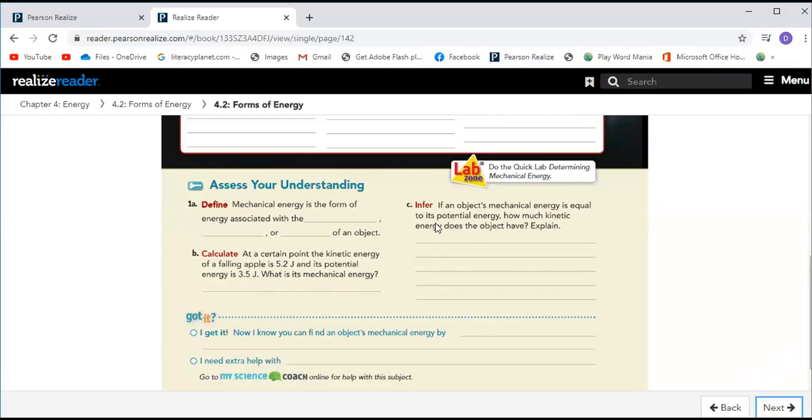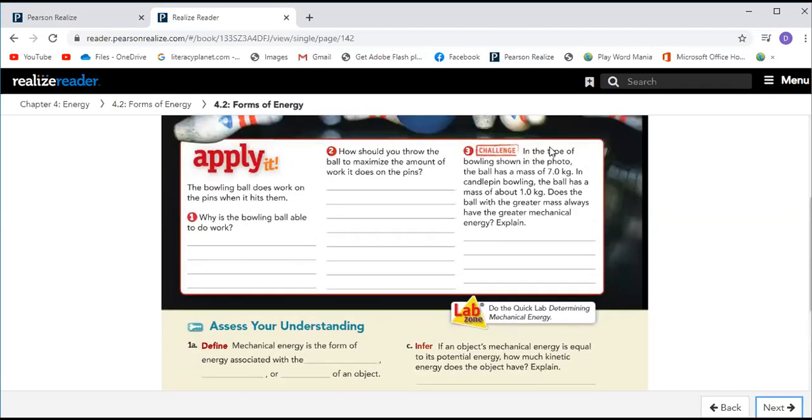If an object's mechanical energy is equal to its potential energy, how much kinetic energy does the object have? This is somewhat similar to the previous question. But in that question, we said that the bowling ball is moving, so it has mechanical energy equal to the sum of potential energy and kinetic energy. Especially, we are talking here about kinetic energy, which is half mass times speed to the power 2. So if the mass is greater, this is not my only parameter. I have another factor, which is the speed. If it is faster, the small ball has greater speed, so it will have more kinetic energy, so more mechanical energy.